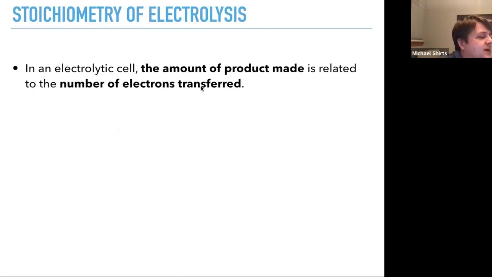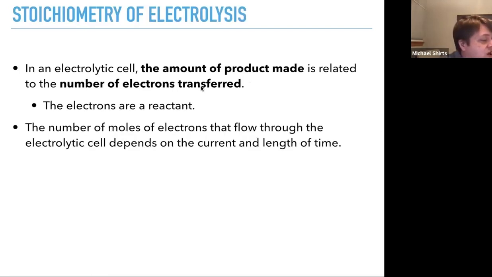This is relatively simple. In an electrolytic cell, the amount of product made is related to the number of electrons transferred. So all you have to do to figure out how much product occurs is how many electrons did you add? So the number of moles of electrons that flow through the electrolytic cell depends on the current and the length of time. That's the key. If you can measure the current, that literally is the number of electrons, in the proper units per unit time. So if you know what the current is, and you know how long you ran it, you can figure out how many electrons were added, and therefore how far the reactant went.